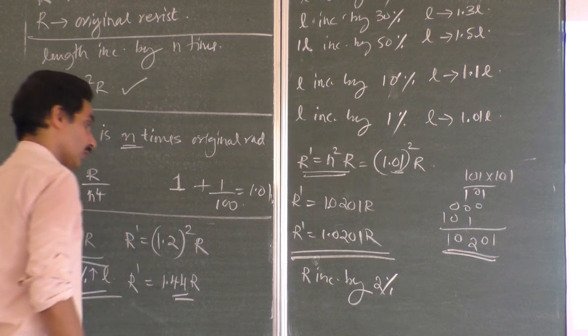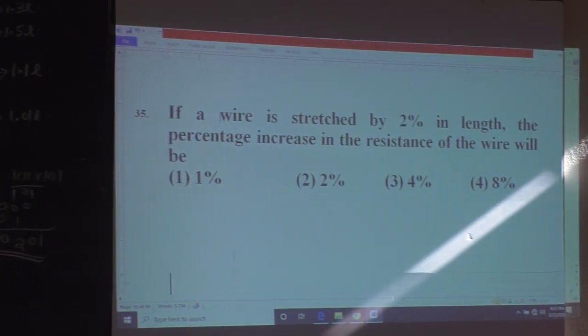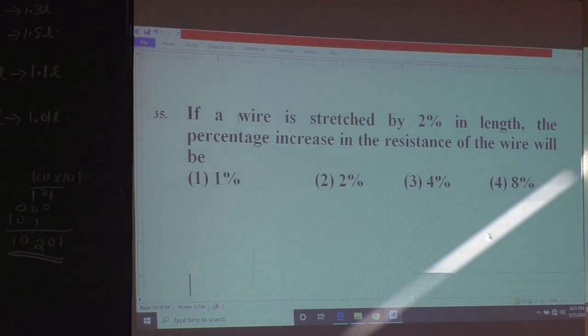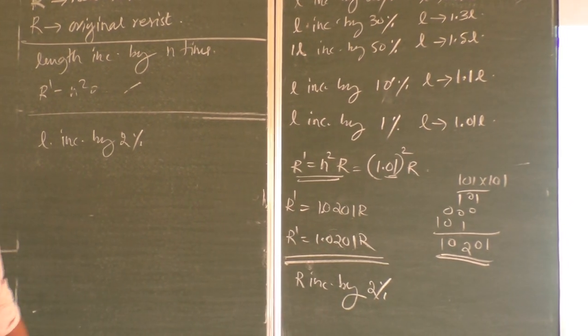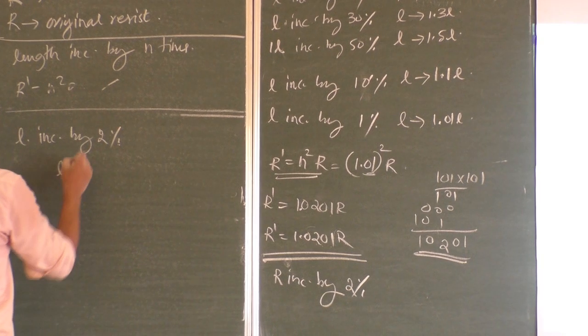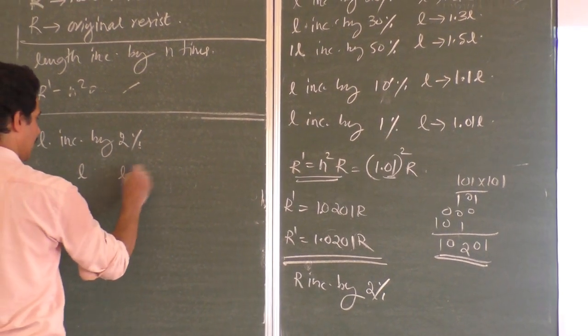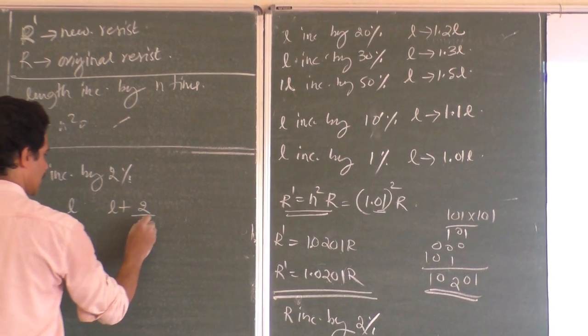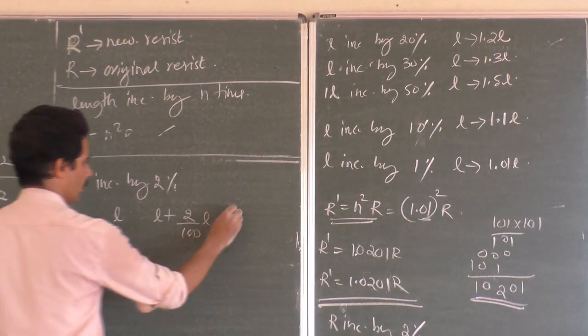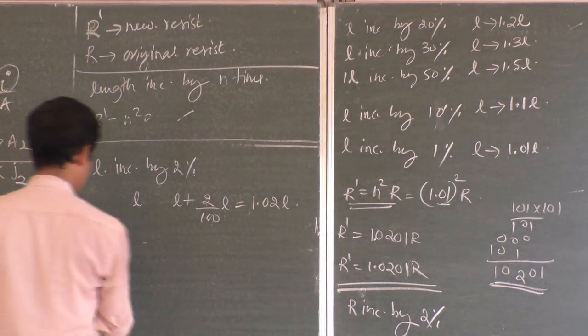Now we will come back to the question. What is the question? A wire is stretched such that L increases by 2%. What is the percentage increase in the resistance? Now, how do you represent a 2% increase? If L is the original length, then the new length will be L plus 2% of L. Increase it by 2% of L. This is 1.02 L. So what is R dash?